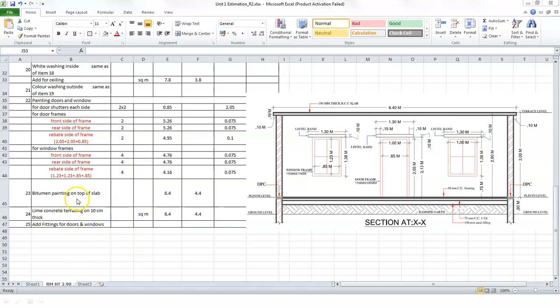The next is bitumen painting on top of the slab, and for this we take the outer dimensions, which are 8.4 and 4.4. That is measured in square meter. We did not mention it here. It's measured in square meter, and that is the area of bitumen painting. Similarly, for lime concreting and terracing, which is 10 centimeters thick, we again have the same dimensions, 8.4 and 4.4. And the unit of measurement is square meter area.